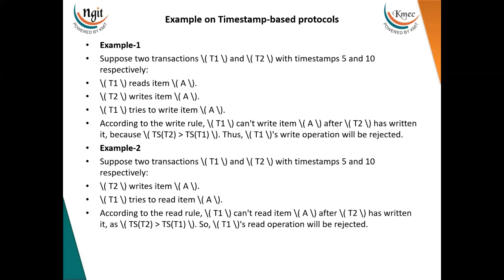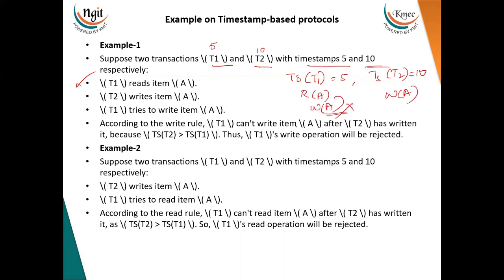Let us understand what the read and write rules defined by the database management system in timestamp based protocols are, with the help of some examples. Here in example 1, there are two transactions T1 and T2 with the timestamps 5 and 10. I'm going to write down: timestamp of T1 is 5, and timestamp of T2 is 10. This particular transaction T1 wants to perform the read operation on A. T2 writes item A. T2 wants to perform the write operation on the data item A.